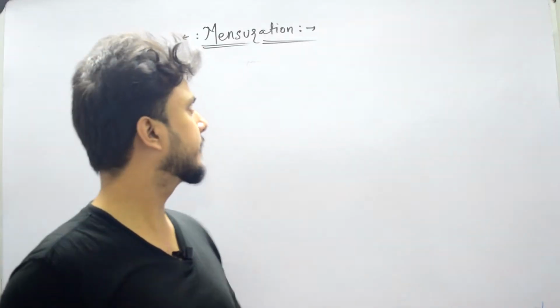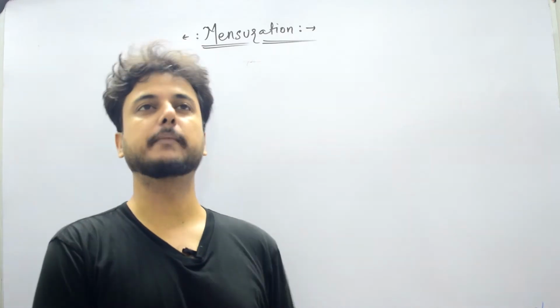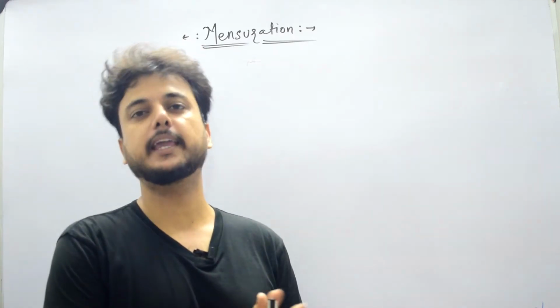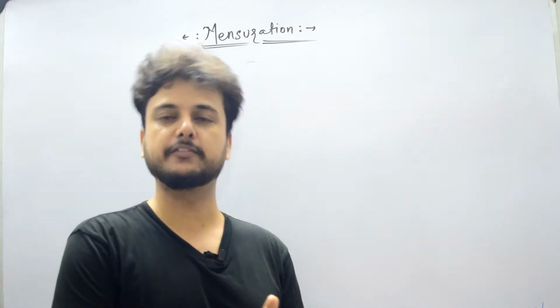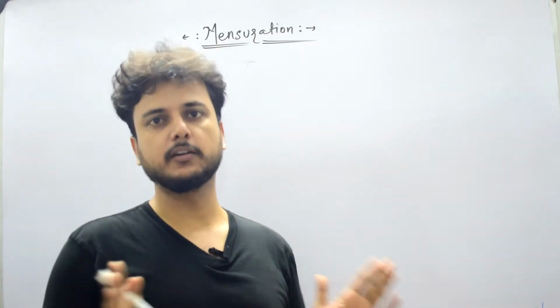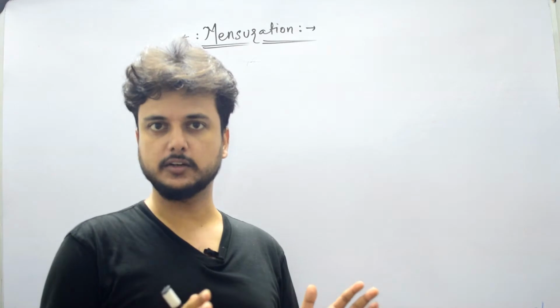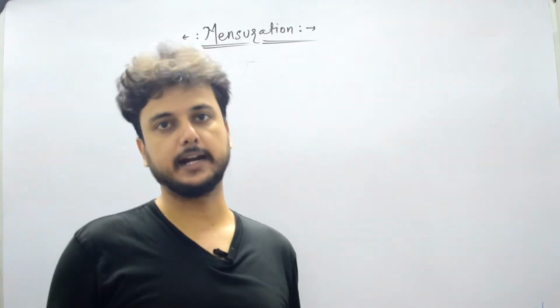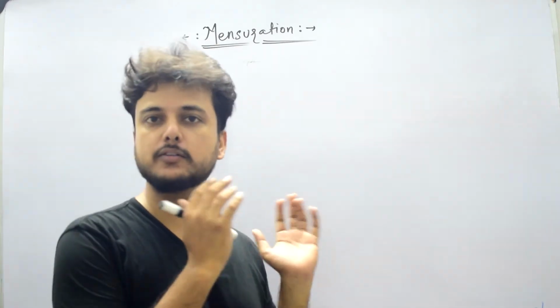Today our topic is mensuration. Mensuration basically deals with the area and perimeter of plane figures. There are two parts in this chapter. The first part is related to triangles, and the second part is related to quadrilaterals. First we will discuss triangles.